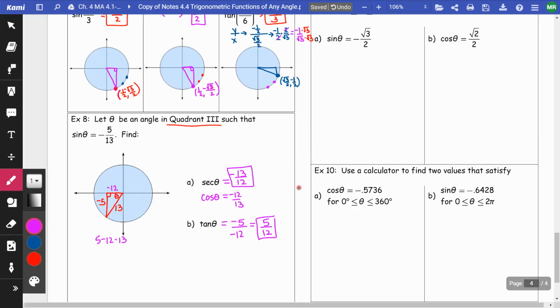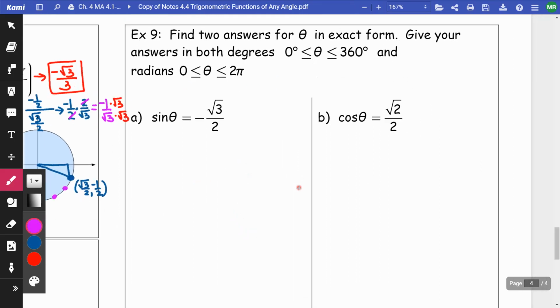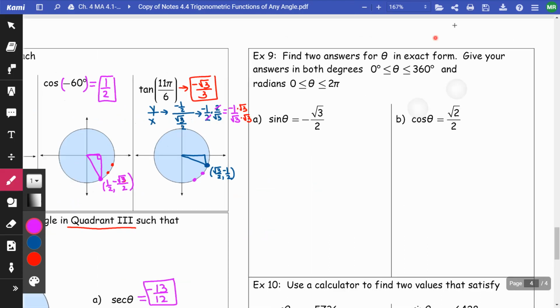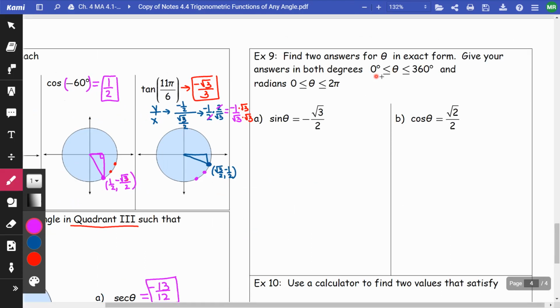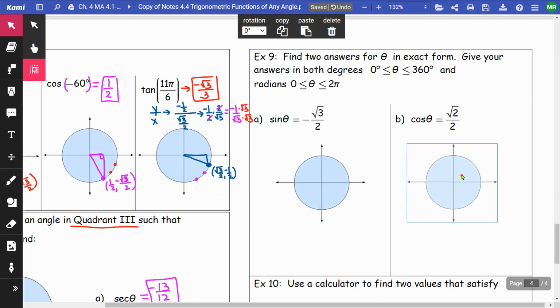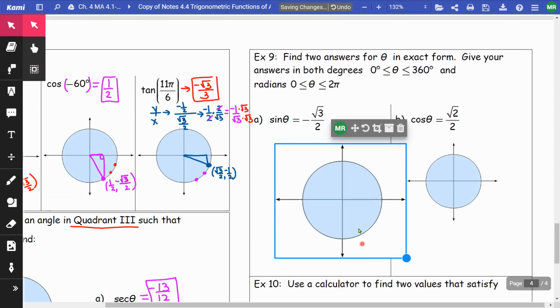So on the next section, they want us to give the answers in exact form in degrees and radians. So again, let me just paste this. And I'll just make this a little bigger.